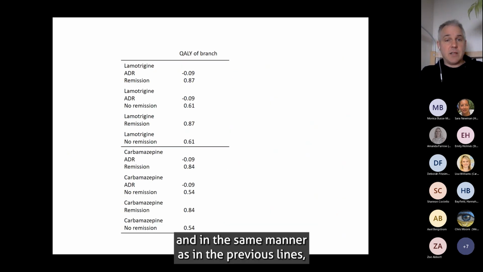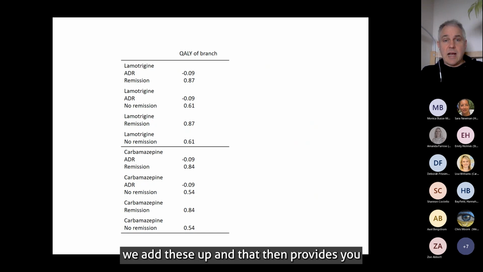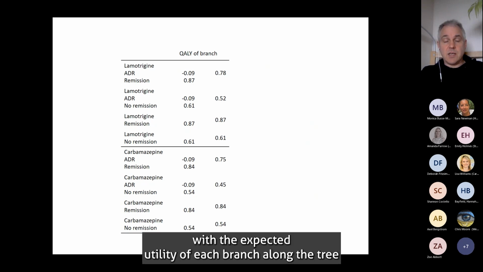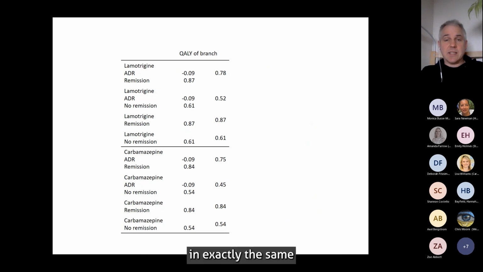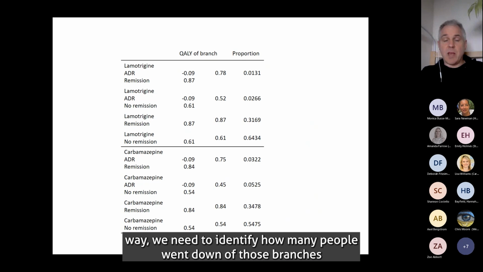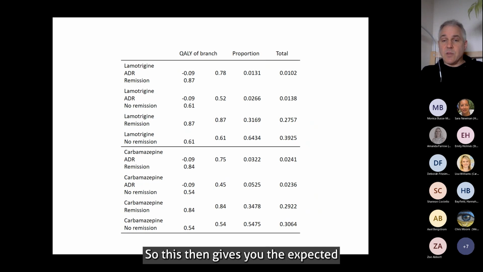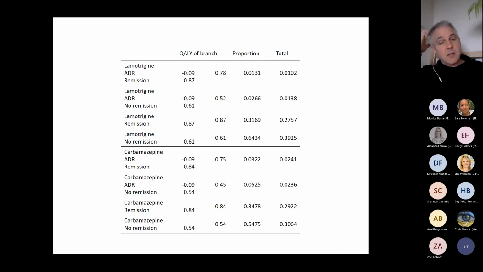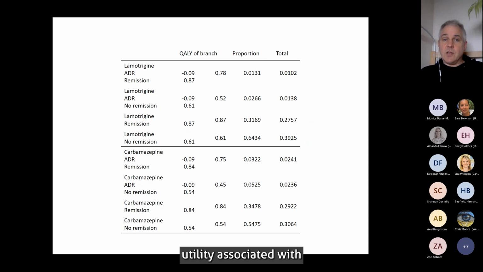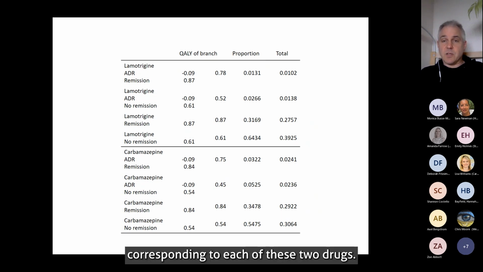And in the same manner as in the previous slides, we add these up, and that then provides you with the expected utility of each branch along the tree. And in exactly the same way, we need to identify how many people went down each of those branches as a proportion and multiply them out. So this then gives you the expected utility associated with the 4 branches corresponding to each of these 2 drugs.